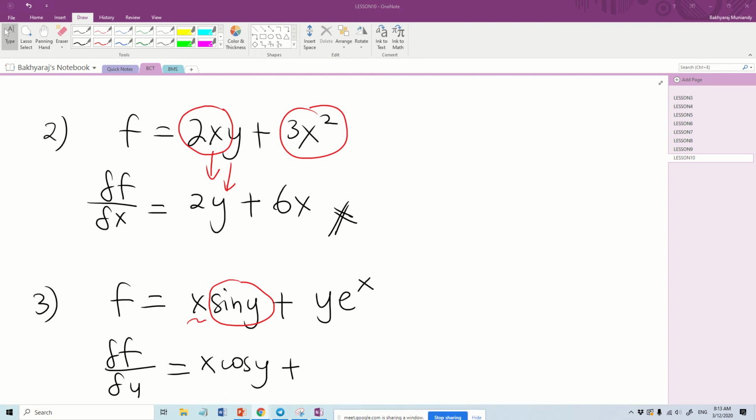Yeah, correct. You get exponent x. So you just get exponent x. So this is the answer. Because when you differentiate y, y becomes 1. So 1 times exponent x, you get just exponent x. Okay, good try.